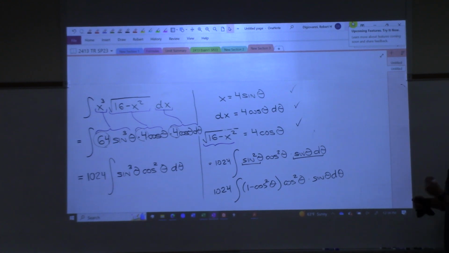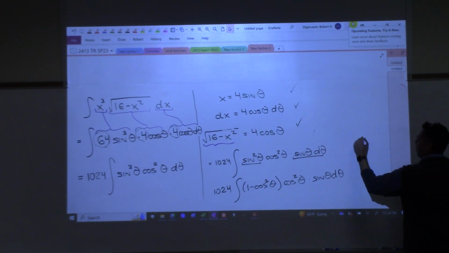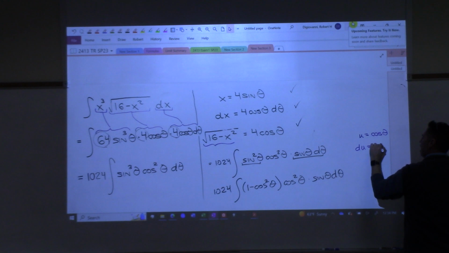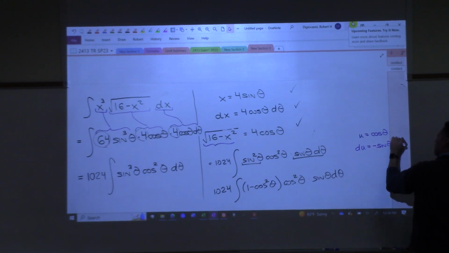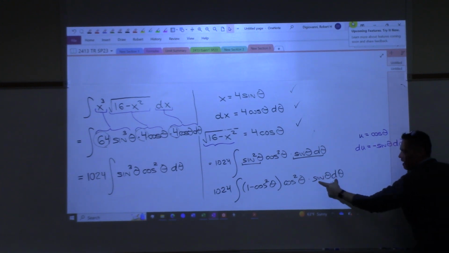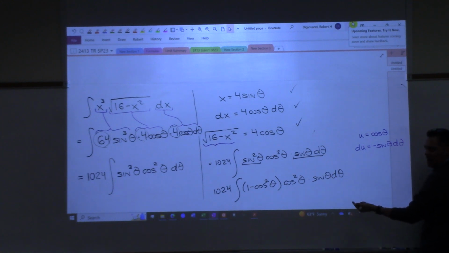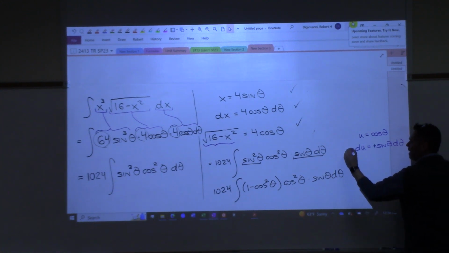And then my u sub, not trig sub. I'm going to make a u sub now. My u sub is cosine theta. And the derivative of that is negative sine theta d theta, which I see right here is the derivative. But I'm off by a sign, so I have to scale it and make that a negative du.